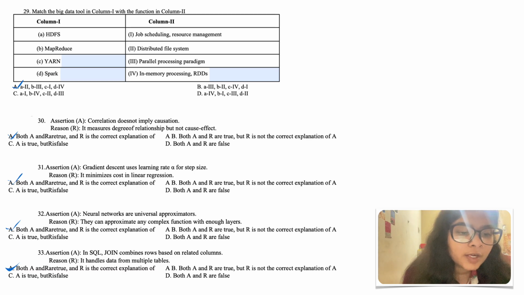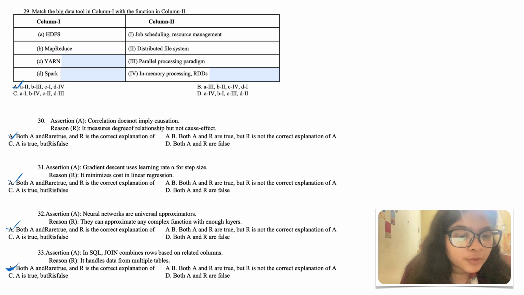31. Gradient descent uses a learning rate for step size. It minimizes cost in linear regression. Both are true and both explain each other very well, because in linear regression with gradient descent, the alpha predicts the next value and hence it minimizes the cost in linear regression and gives better performance.